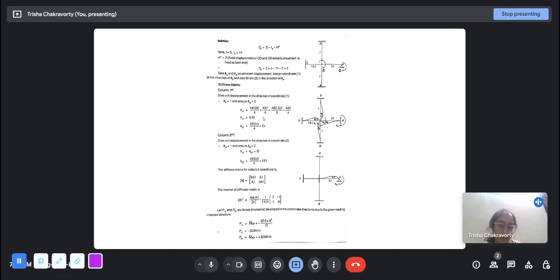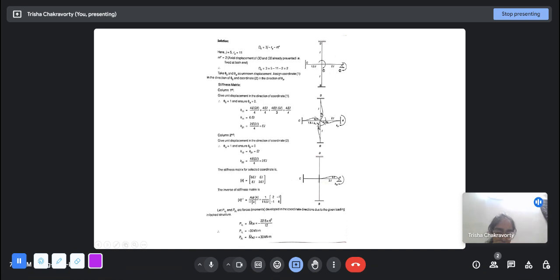And to get the second column we give unit displacement in the direction of coordinate 2. Theta A is 1 and theta O has to be 0. So K12 is equal to K21 by the reciprocal theorem, because the matrix has to be symmetric. And K22 here is 4E into 2I by 4, that is 2EI. So the stiffness matrix is this.